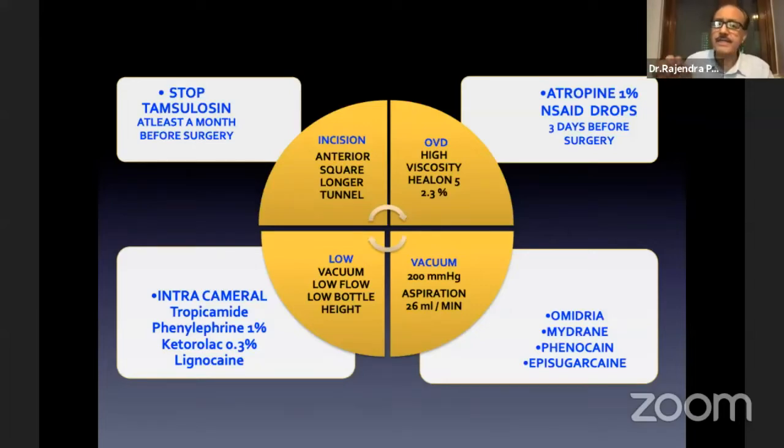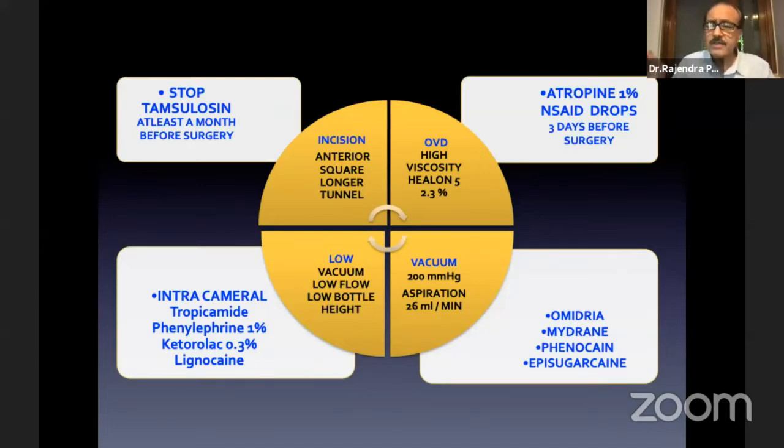Your incision is very important. It has to be a little anterior, it has to be square, and the tunnel should be made a little longer. This is very important, because if you make a longer tunnel, you will have a lesser propensity for the iris to prolapse out of the incisions. You must use a very high viscosity OVD to pressurize the iris away from the cornea, so that posterior pressurization of the iris is achieved.